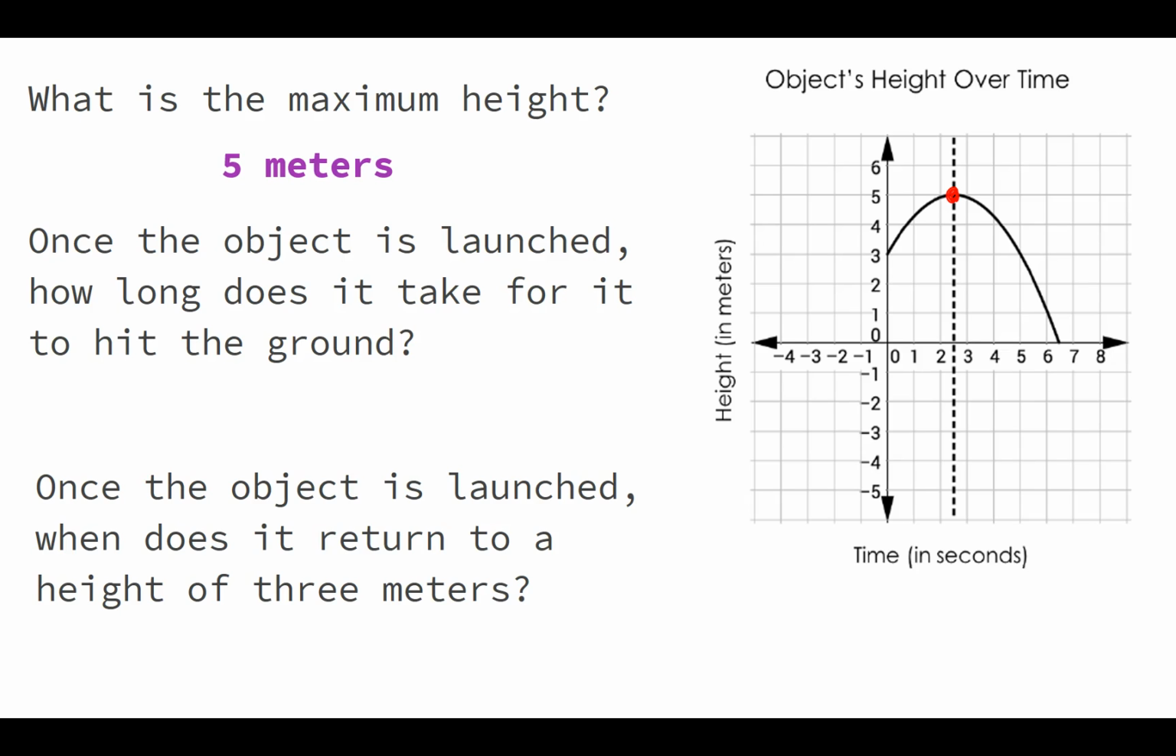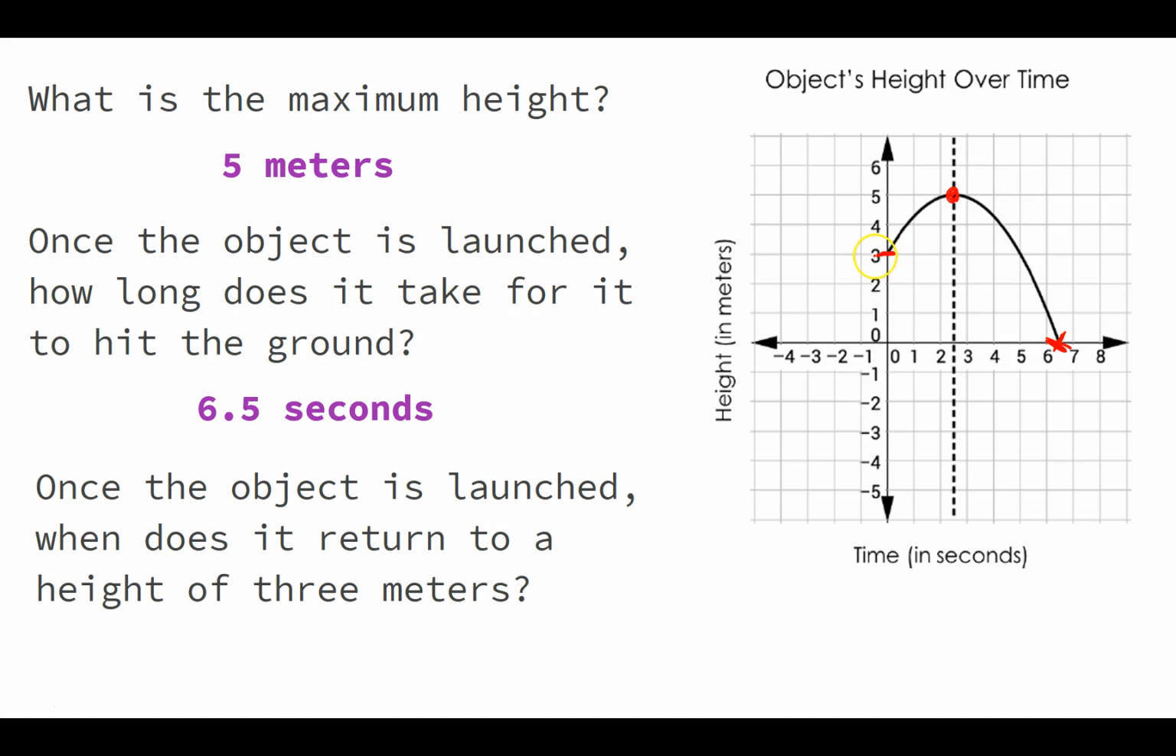Once the object is launched, how long does it take for it to hit the ground? 6.5 seconds. Where do they look for to get that? On the X, on the end. Good. So 3 meters is where he started. It reached the maximum height of 5 meters at 2.5 seconds. And we also know that it hit the ground, which is my x-axis, right, where my height is 0, at 6.5 seconds. Good.